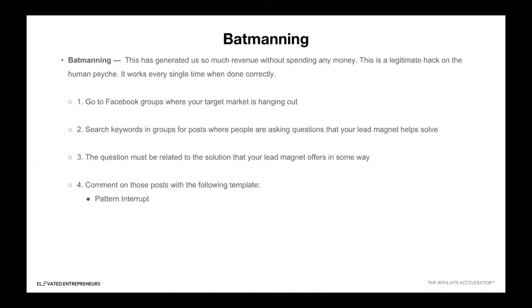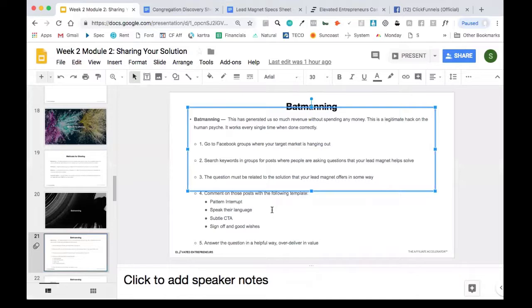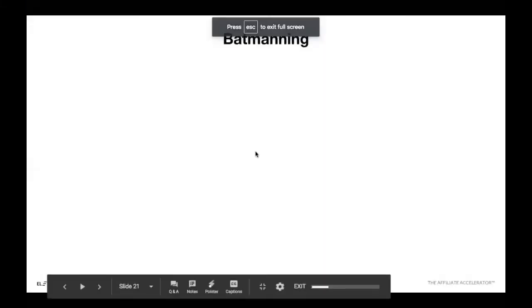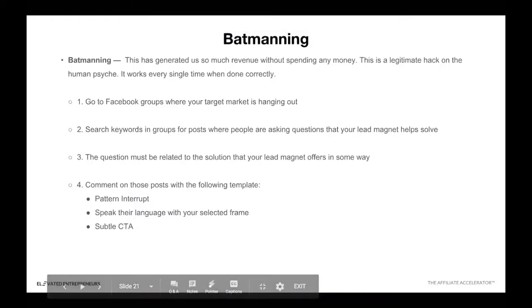First thing is you're going to give a pattern interrupt in the comment. Second, you're going to speak their language. You're going to start really talking about the pain that they have and your experience, taking your frame, whether it's student, helpful, or expert. Then you're going to make a subtle call to action. And what I want to do is actually edit this to say, speak their language with your selected frame. Then you're going to make a subtle call to action.